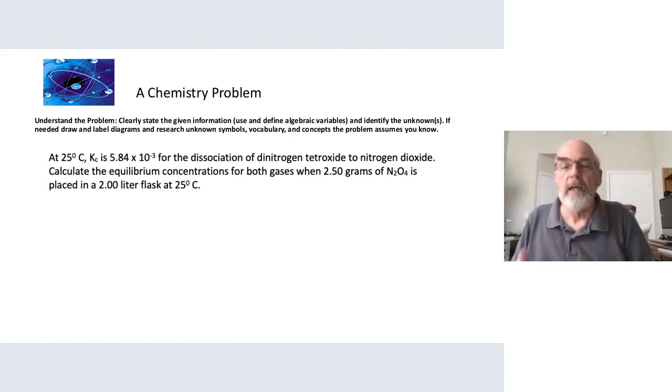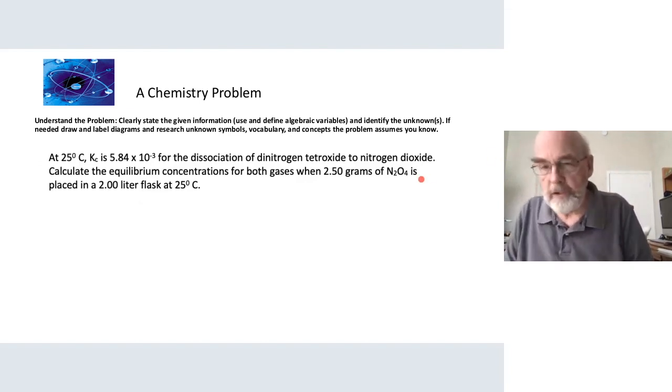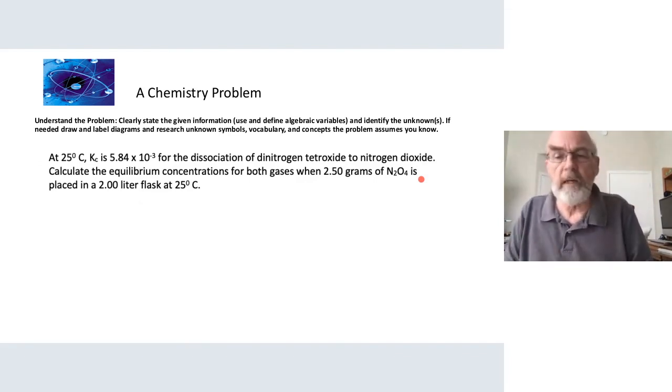Once again, we're starting back at the beginning. We're going to try to understand this problem, and we have to carry into it some things that we know. So this would be me as a chemistry student. I already read the chapter on equilibrium. I know what concentrations are. I know what Kc represents, the equilibrium constant.